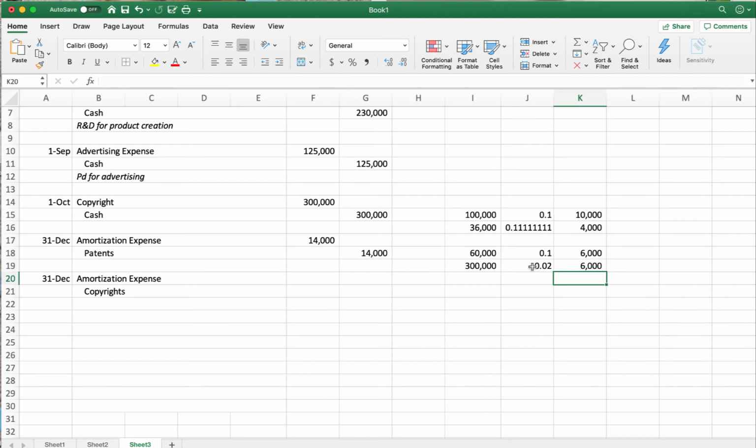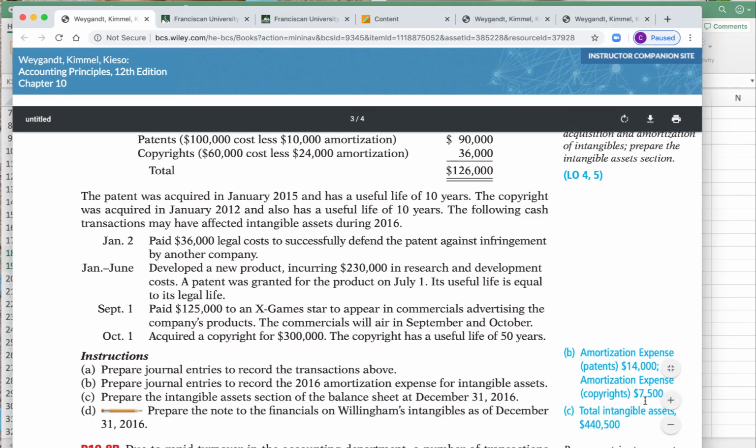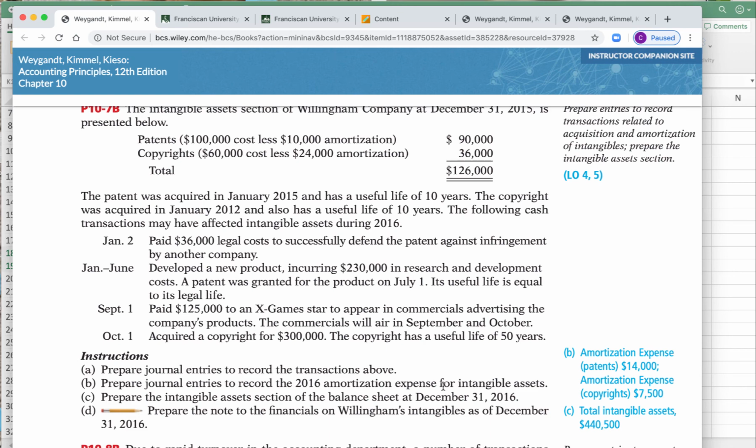Huh, I'm off. I have $12,000 in total copyright amortization. Problem says I should have $7,500. Oh, man. Oh, I know what I did wrong. When did I purchase the second copyright? October 1st. Should I get a full year of amortization? Nope. I should only get three months. October, November, December. Should have 3 months amortization.